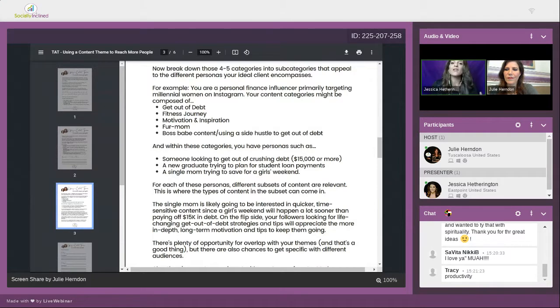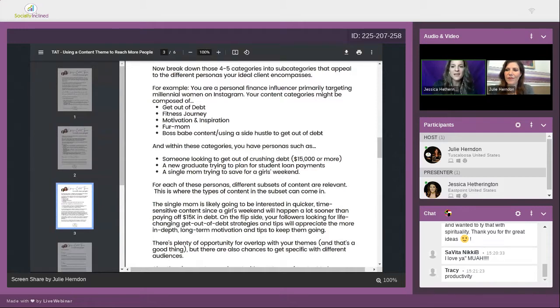And as you can see, those subcategories, the ideal content that would speak to them, would be significantly different. I kind of outlined that in the text below. The single mom is likely to be interested in a quicker timeline, since saving for a girls' weekend is much less of a feat, I hope, unless your girls' weekend is crazy Bora Bora. It's going to happen a lot sooner, and that timeline is going to be a lot quicker than paying off $15,000 in debt.